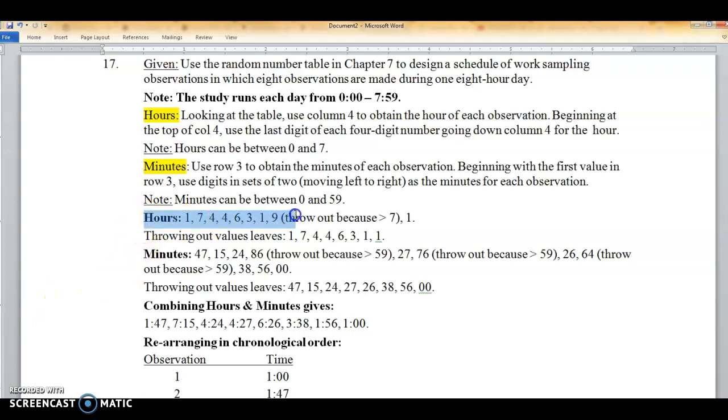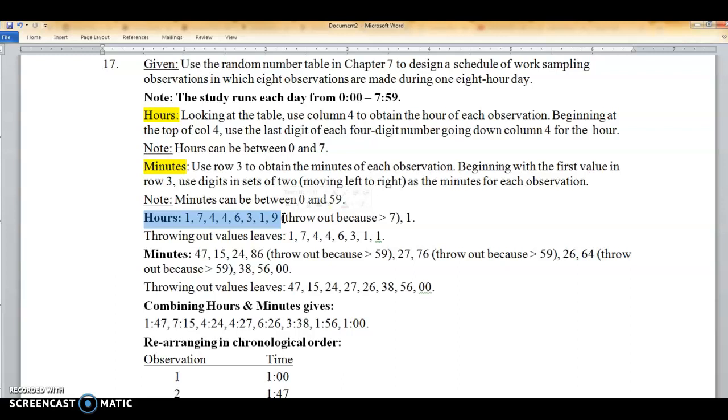So using the last digit, the hours, which I'm going to highlight over here, going down the last digit for column 4, I'm going to pick 1. I'm going to pick 7. I'm going to pick 4. I'm going to pick 4. I'm going to pick 6. I'm going to pick 3. I'm going to pick 1. The next one is 9, but 9 is bigger than 7 because the latest time is going to be 7 hours and 59 minutes, so I throw out 9. Then I pick 1. That takes care of my 8 observations in terms of hours.